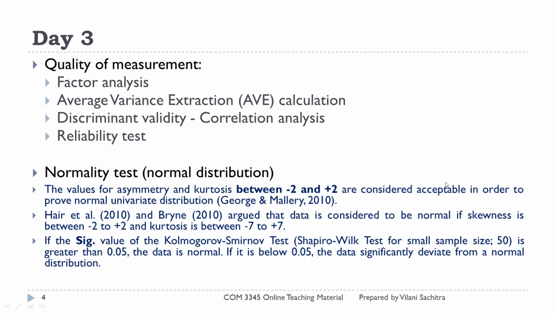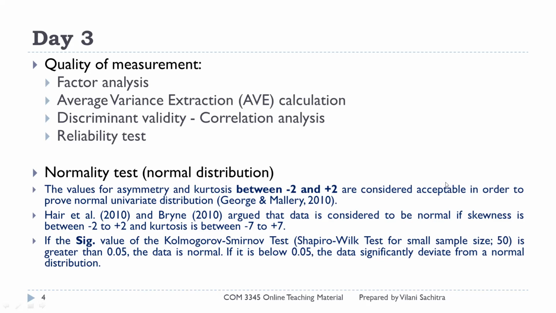Based on the discriminant validity analysis using the correlation analysis, we confirm that our variables are valid, right? Then finally we check the reliability test using the Cronbach's alpha value, greater than 0.7. We identify that our measurement items are reliable. So these tests ensure that your data set, your measurement items, are valid and reliable in order to test your hypothesis. Okay.